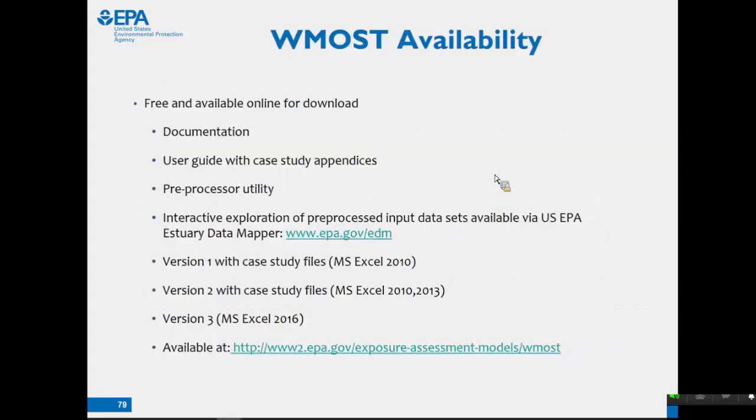All right, so as Naomi mentioned in the last questions break, WMOST is freely available online for download, and there are a number of resources here to help you use WMOST. There's documentation including a user guide with case study appendices, so you can look at case studies that have been done in the past. There's the preprocessor utility. This formats data from SWIM, SWOT, and HSPF models into the format that WMOST needs. You can select input data from the EPA's data mapper online. We also have all three versions of WMOST available online.